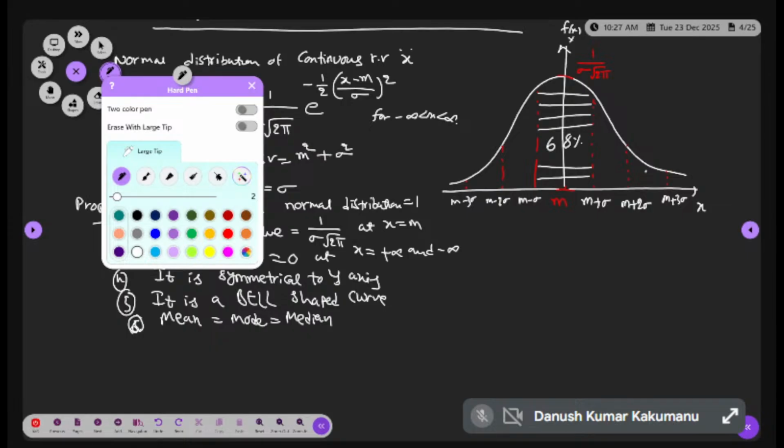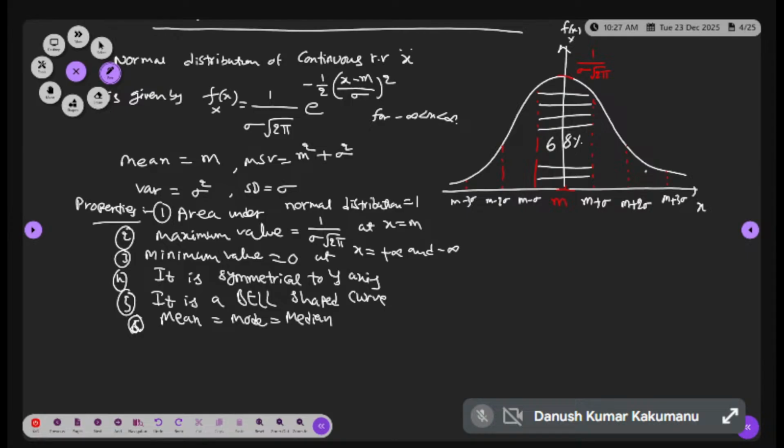Which distribution has? Okay. Which pen are we using? Right, okay. Which distribution has, they will ask that question also.